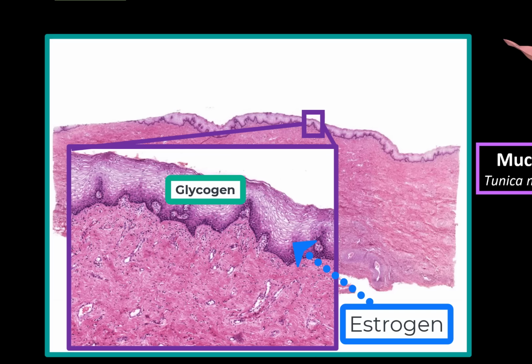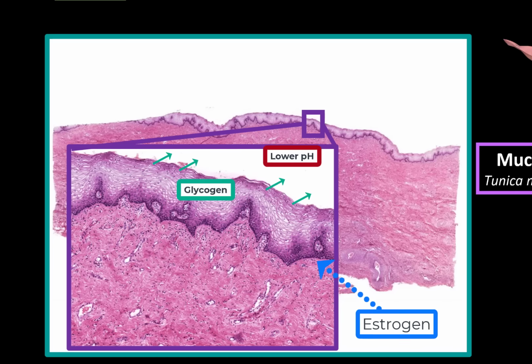As the epithelial cells are exfoliated, glycogen is released, right? This released glycogen will get metabolized by bacteria producing lactic acid. This lowers the pH in the lumen and inhibits the growth of certain pathogens. Pretty cool process, right? That's why sometimes issues with estrogen levels can be reflected by the vaginal discharge.